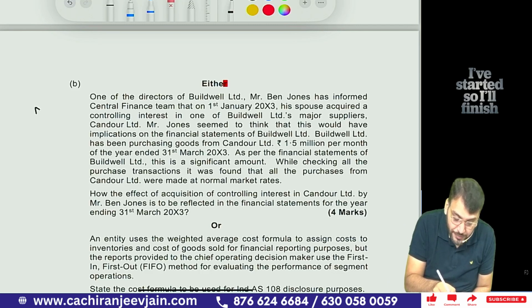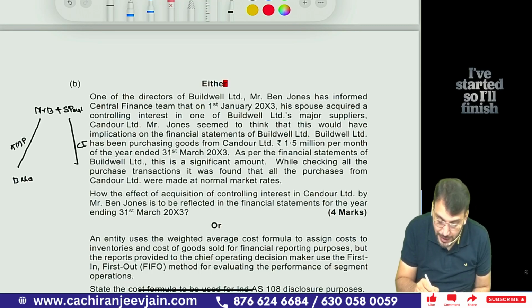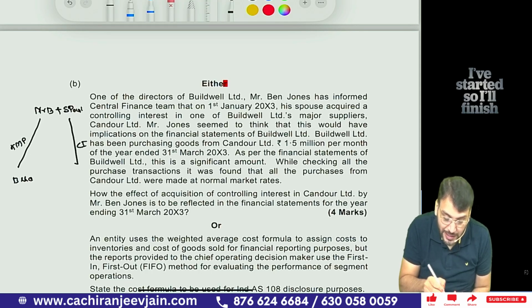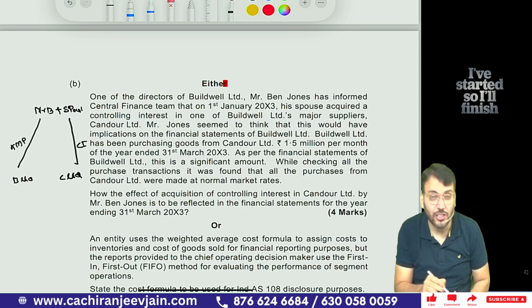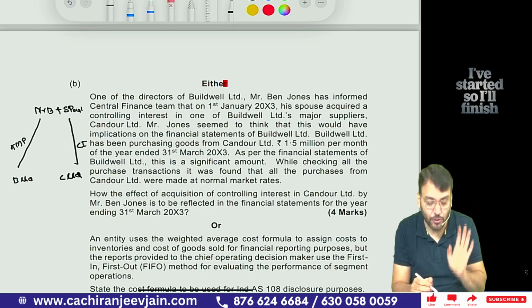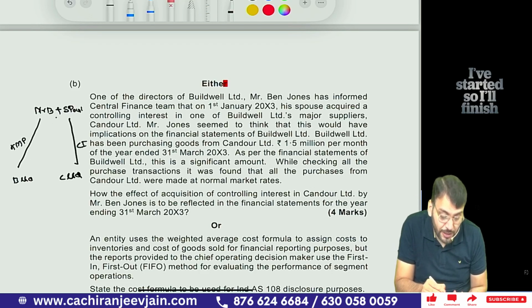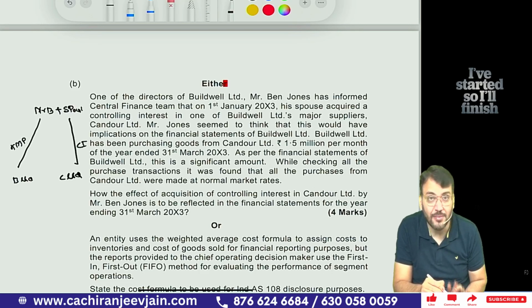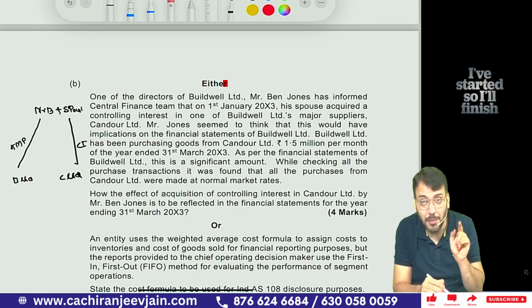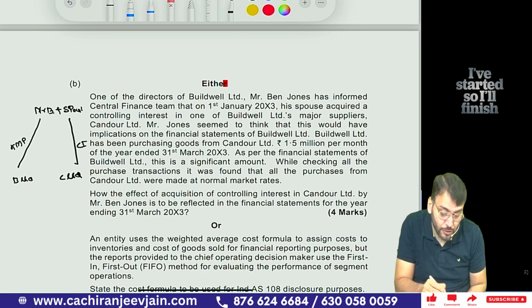There is a Mr. Ben, who is the KMP, director of Buildwell Limited, and his spouse, a close family member, has acquired a controlling interest in one of the major suppliers of Buildwell Limited, Candover Limited, C Limited. Now the question is whether C Limited is a related party of B Limited. So you can see that Mr. B is a related party, which is identified in para 9a. So Mr. B is KMP, and his spouse is already identified as a related party of B Limited.